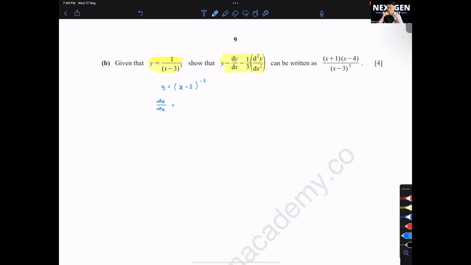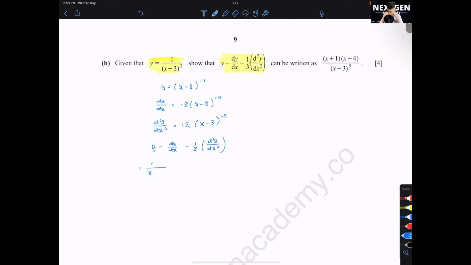dy over dx will be negative 3 (x minus 3) to the power of negative 4. I'm using chain rule here. Then I differentiate it one more time. Again, chain rule: you differentiate outside, you differentiate inside. So negative 3 times negative 4, you get 12 (x minus 3) to the power of negative 5. Okay, so I'm going to sub into this equation here: y minus dy over dx minus 1 over 3 d squared y over dx squared. Sub it in one by one.